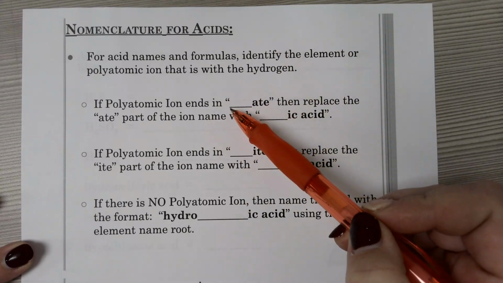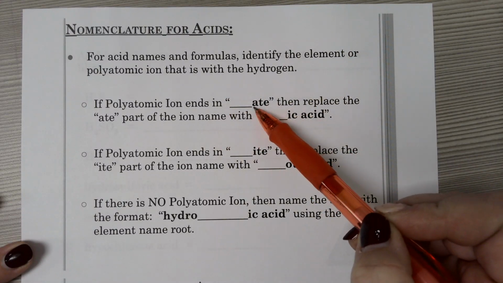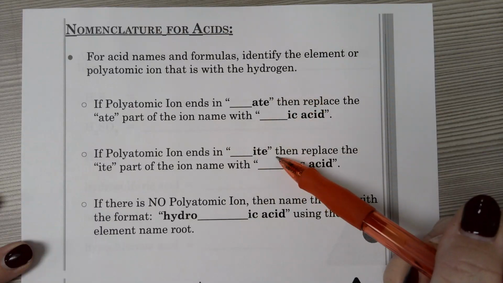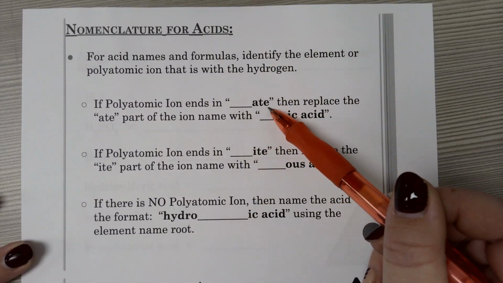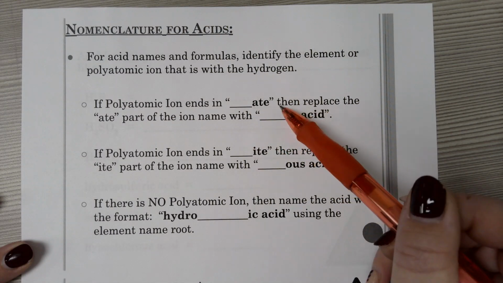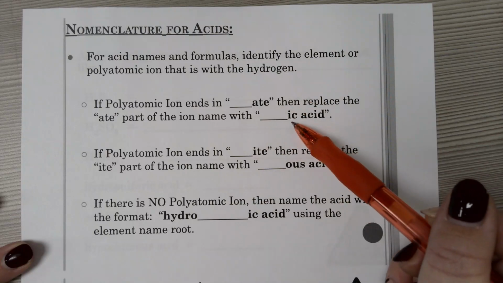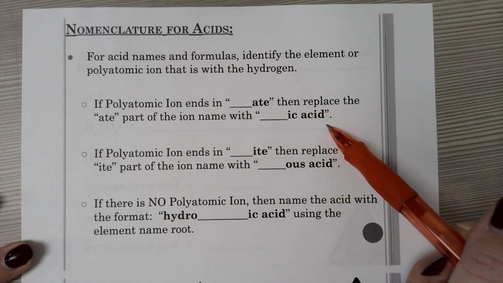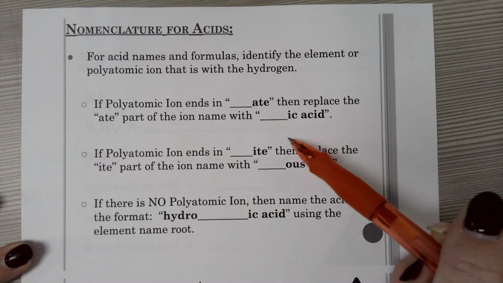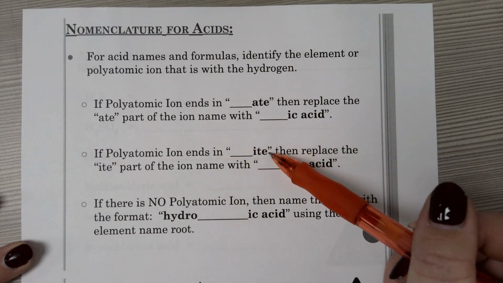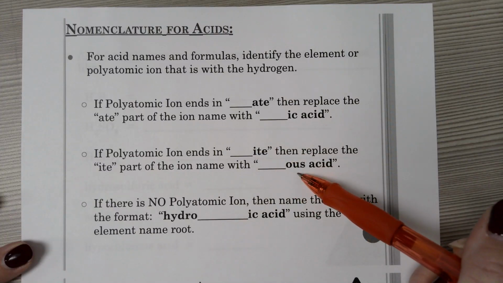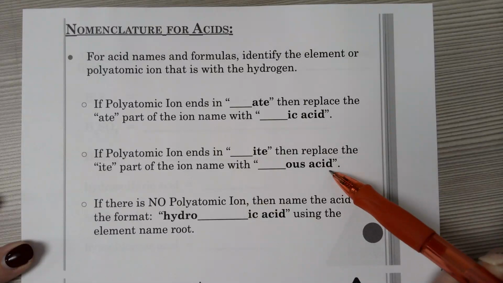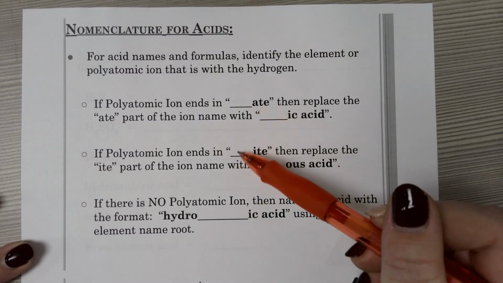Now, with polyatomic ions, we have the two different endings. We have ATE and ITE, and these are named differently. So if you have a polyatomic ion that ends in ATE, then you're going to drop that ATE, replace it with IC, and then add the word acid. If you have a polyatomic ion that ends in ITE, you're going to drop that ITE, add OUS, and acid. Okay, so those are the polyatomic ion options.